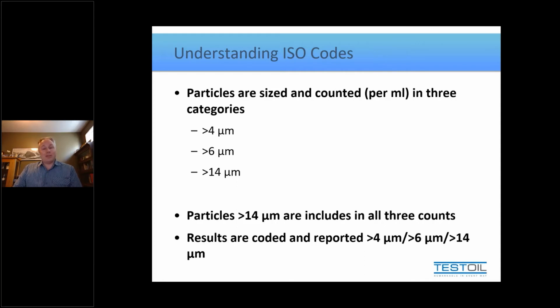So to that end, the greater than 4 micron particle count will always be the highest of the 3 values, simply because it's the most inclusive range. The greater than 14 will be the smallest of the 3 values. And when we report the particle count to you, we report them in that order of 4, 6, and 14 microns. But then what we do to simplify the reading of a report with a particle count on them, ISO provides us with a coding system to code these results. And this is where I think people really start to get lost. So let me show you the ISO coding system here real quick, and maybe we'll understand it a bit better.